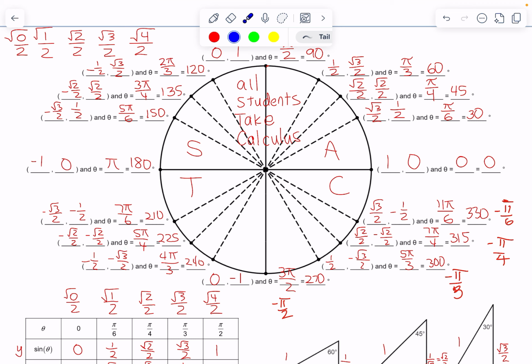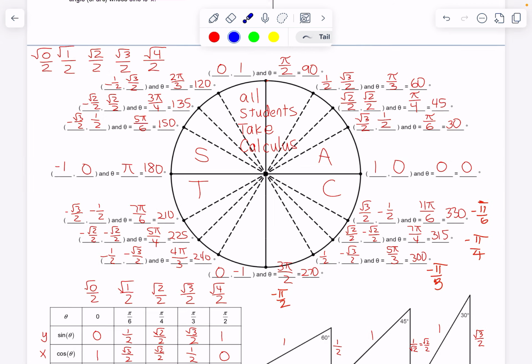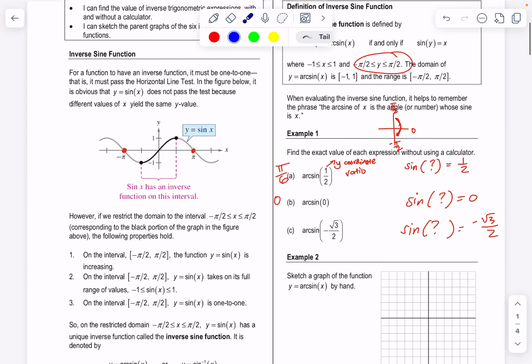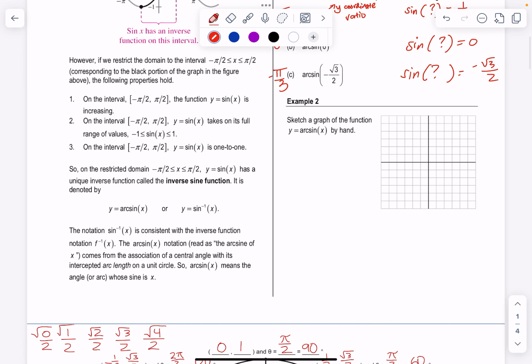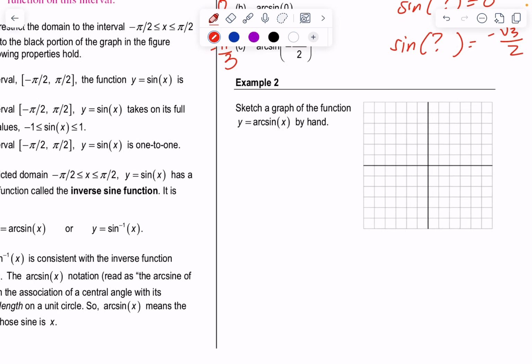But since we're looking at sine functions, I'm only looking at this section, so I don't care about this section at all. So I'm looking at this right over here. But the radian is not pi over 3, it's negative pi over 3. So our answer is negative pi over 3. Okay?